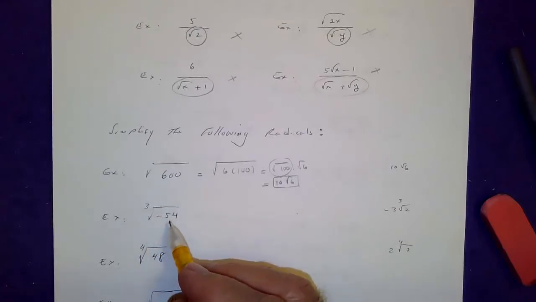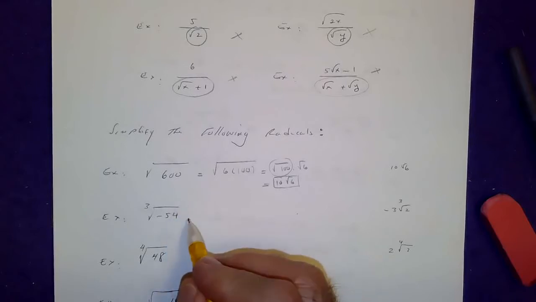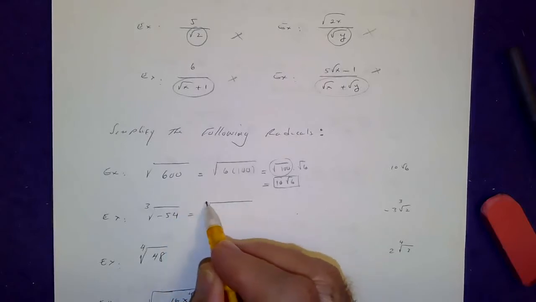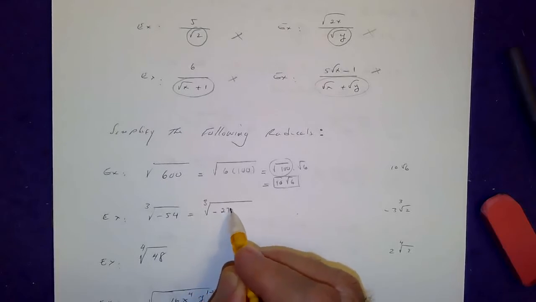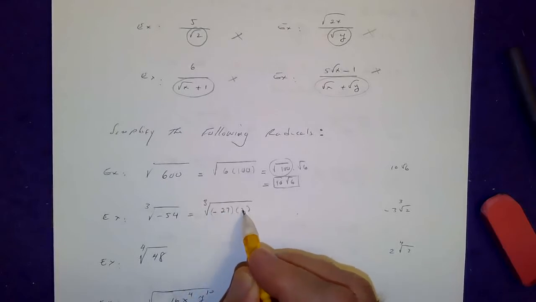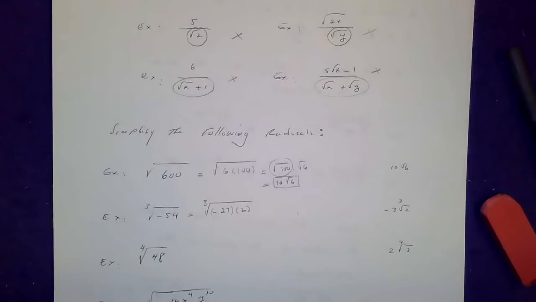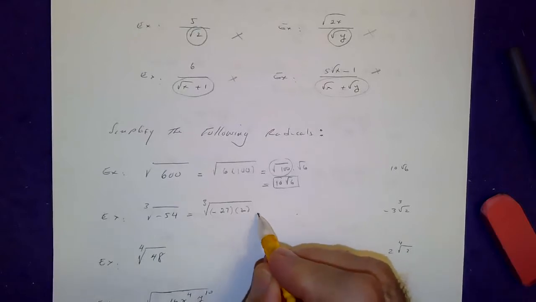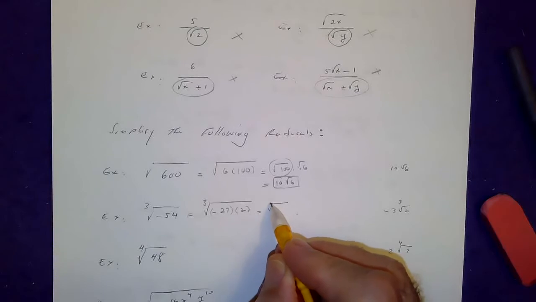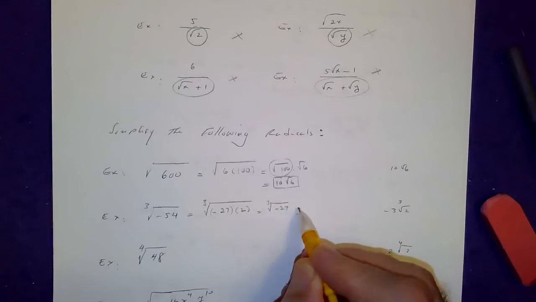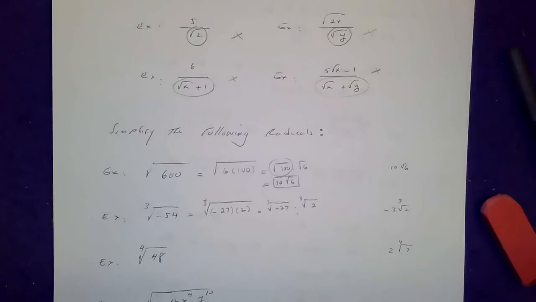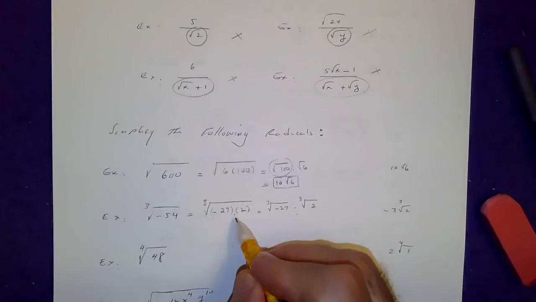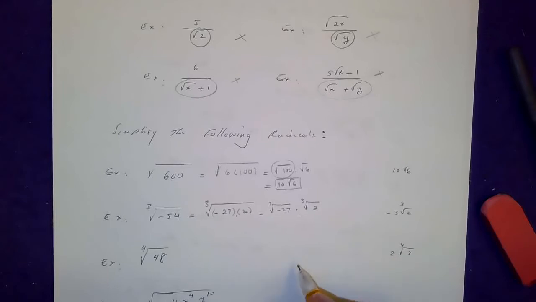I don't know what the cube root of negative 54 is, but I do know this is the same as what? Negative 27 times 2. Is that right? So I can split this radical, write it as what? Cube root of negative 27 times cube root of 2. Remember, if there is a multiplication under the radical, you can split the radical.